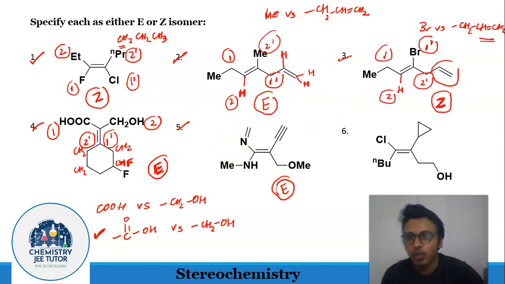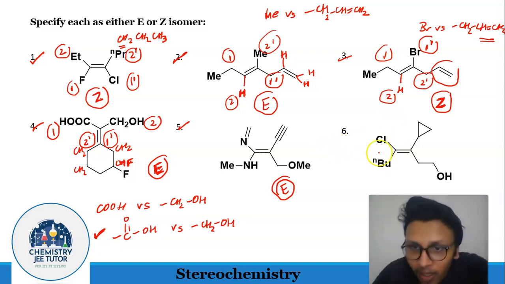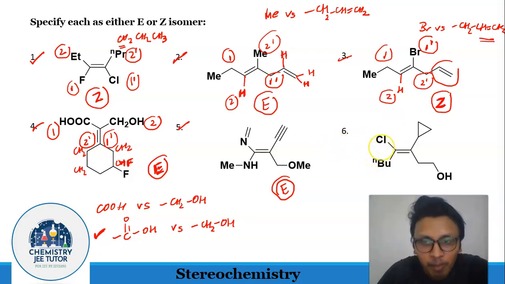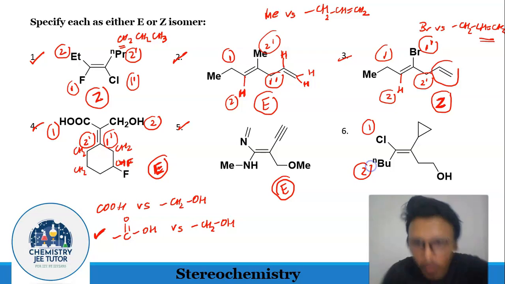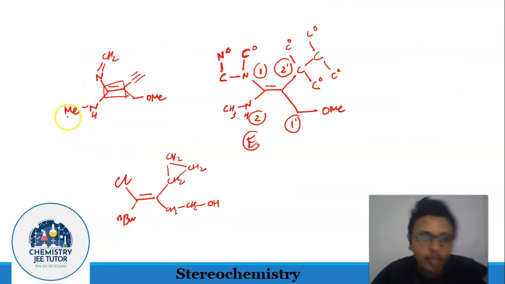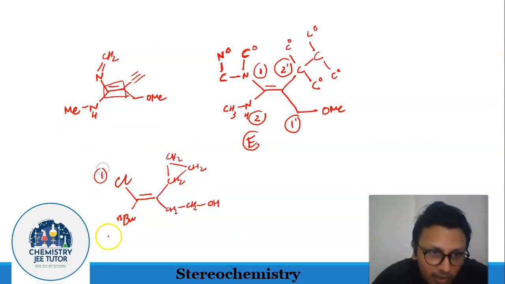Let us look at the last one then. Okay. Here we have a fluorine butyl competition. Simple. Fluorine, higher atomic number, will get the preference. So 1. We have done this before, so I'm not explaining much. 1, 2. Let us look. So we got this side. This is 1. This is 2. Let us look at this side.